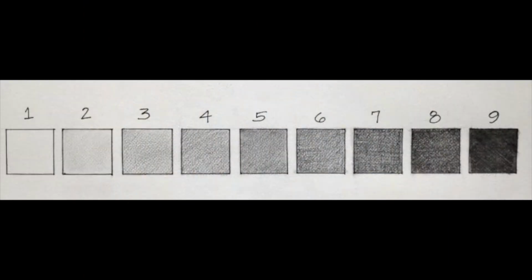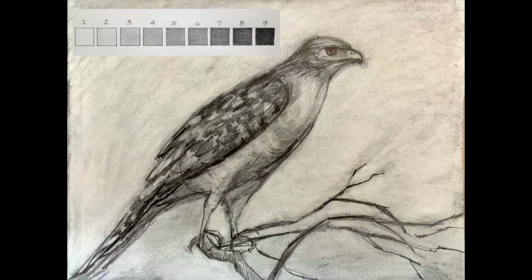All right, the next thing I want to show you is a gray scale. So these are different values of gray from white to black. Number 1 is the lightest, number 9 is the darkest. So now when we compare that gray scale to the finished drawing that I created, you can see that there's a variety of those values within the bird. The term value in this context just means how light or dark something is. And it's all created with shading with pencil.